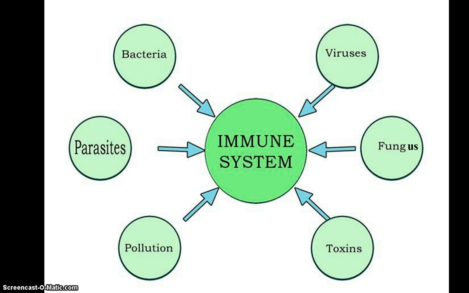So our immune system is pretty amazing when you consider all of the different things that we're exposed to over the course of the day. Things like bacteria and viruses that you're probably familiar with, fungus or molds, parasites, pollution, toxins in the environment, all these different things, and our immune system does a great job, for the most part, of keeping us healthy. So let's go ahead and start looking at how the immune system does that.